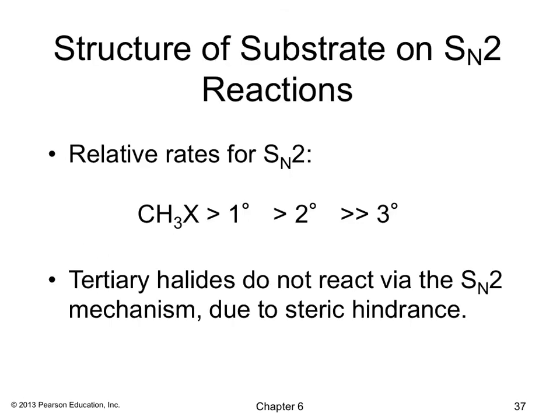The structure of substrates on SN2 reactions, if we look at SN2 reactions in terms of reactivities for substrates, methyl halide is most preferred, followed by primary, secondary, and tertiary. And if you look at the difference between secondary and tertiary, it's really not preferred for tertiary. Tertiary halides do not react via SN2 due to steric hindrance. So we're going to stop here and then continue on with the second half in a bit, in the next part 2.